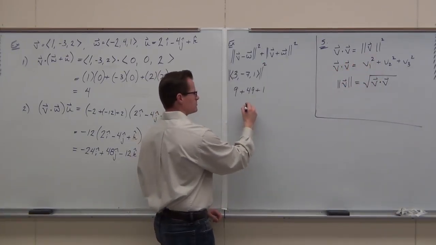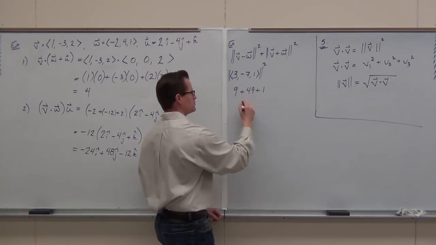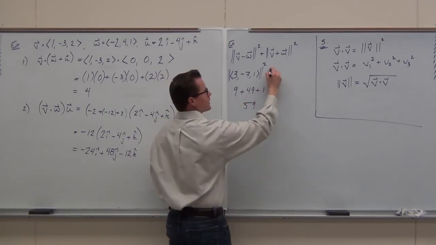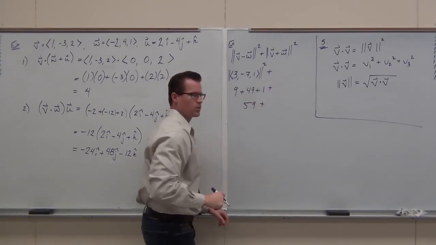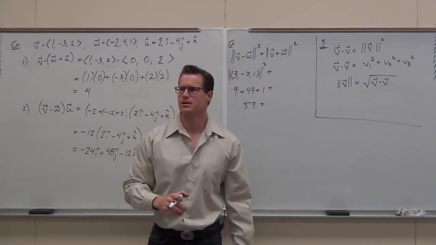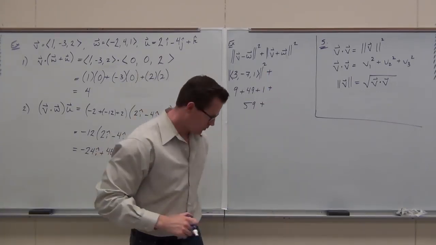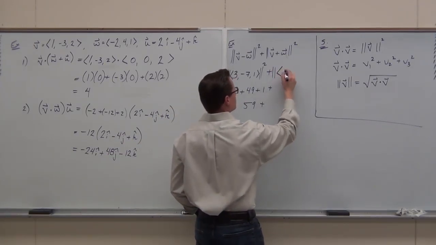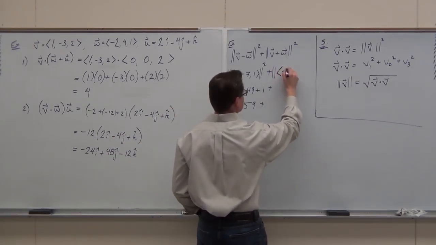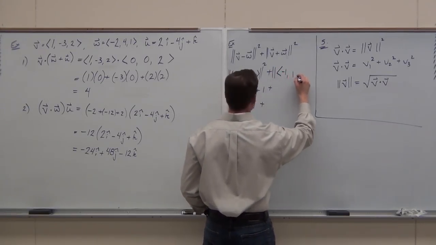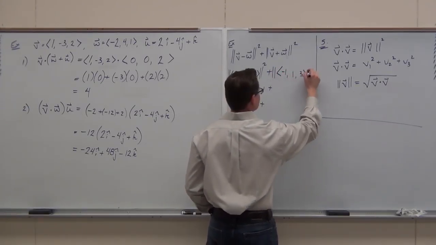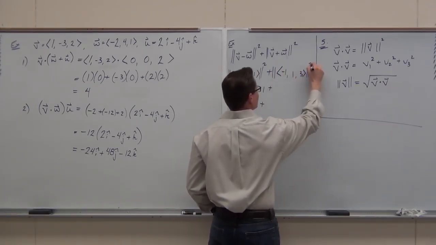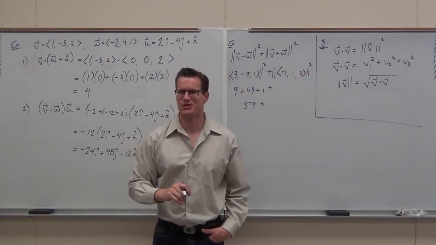How much? And then we're going to add something to it. Have you already added up the v plus the w? Have you done that? Right side. Tell me what it is. What'd you get? Negative 1, 1, 3.